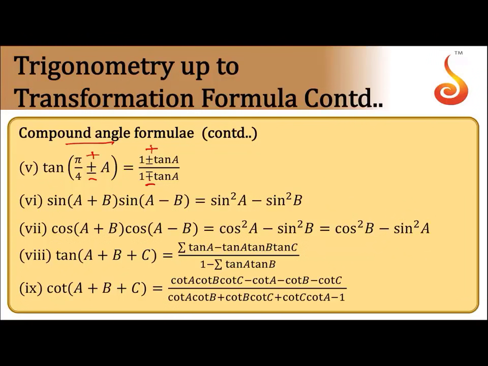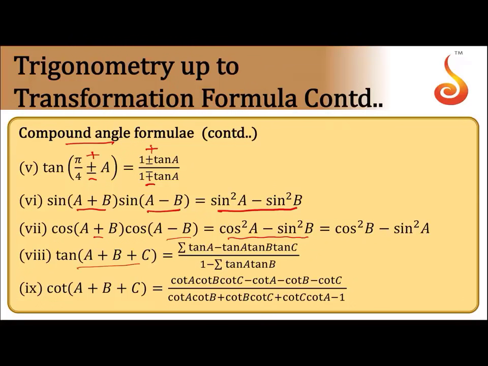sin(A + B) sin(A − B) is equal to sin²A − sin²B. cos(A + B) cos(A − B) is equal to cos²A − sin²B, and cos²B − sin²A.